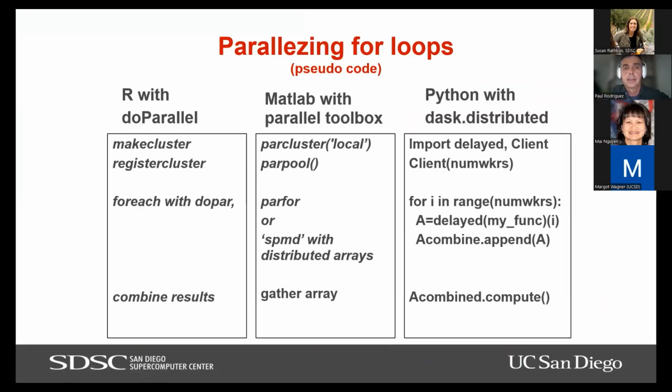Okay. So parallelizing for loops. Let me summarize real quick. With R, there's a do parallel command: you make a cluster, register a cluster, you have this foreach, you combine results. MATLAB and Python are pretty similar. With MATLAB, you define a cluster. You have a parfor. You have two ways to do parallel loops, something called a parfor, just like a foreach. But you have another way to create distributed arrays. So it's a little bit more flexible in that you can control how data is distributed in your array. And then you have this way to gather data from an array.